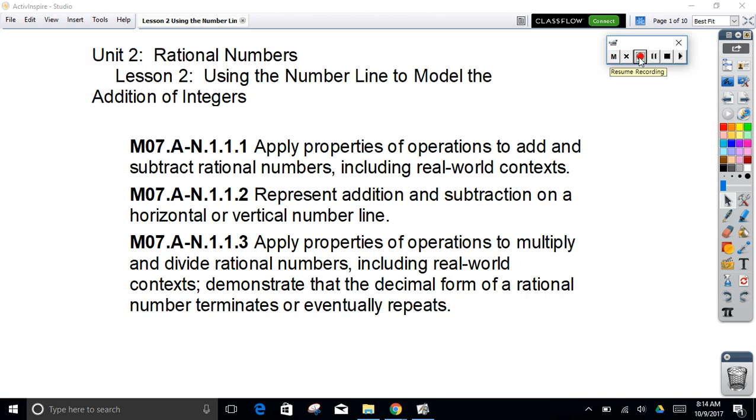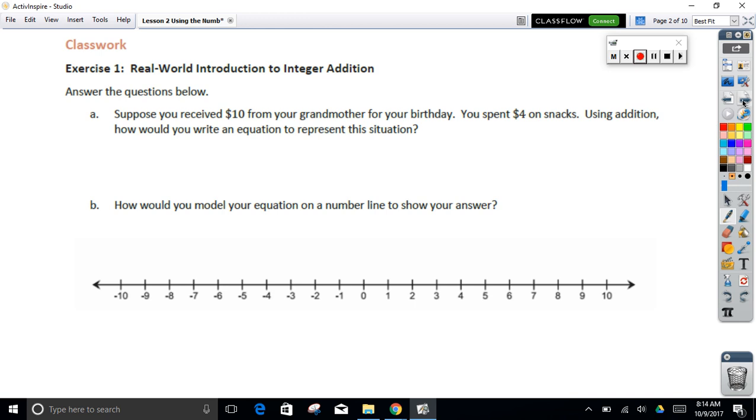All right. So today's lesson is the second in our unit on rational numbers. We're going to be using the number line today to model the addition of integers. So we started doing a little bit of that last class. We'll be doing that again. And the biggest standard that we're covering is the second one, where we're representing addition and subtraction on a horizontal or vertical number line. Okay, let's go into exercise 1, real world introduction to integer addition.